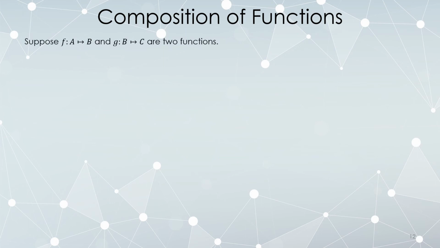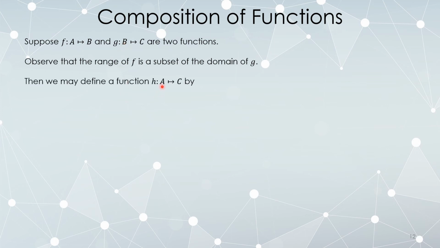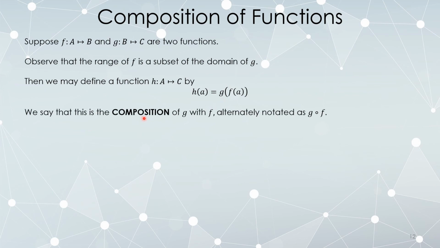So suppose f and g are two functions. Notice that the codomain of f is the same set as the domain of g. That is important. So the range of f is actually a subset of B, and therefore a subset of the domain of g. So we can define a function whose domain is A and whose codomain is C in the following way. Once you plug in an arbitrary element of A, what you do is first compute f of a. F of little a will be in the set B, which means I can plug it into the function g, so do that. And this is called the composition of g with f, usually notated this way.